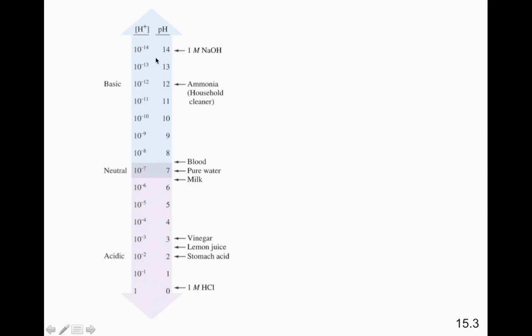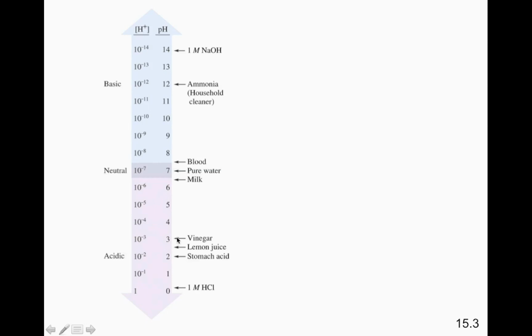And this is a nice little chart to show you how the pH and the H positive concentration vary. So when this is really, really small, that means your hydroxide is really high. And that would be a pH of 14. That's going to be a strong base. So as the pH number falls, the H positive concentration is getting larger. Here we are with neutral solution. Notice that's pure water. Blood a little bit greater than that. Milk a little bit less. Milk is almost neutral.